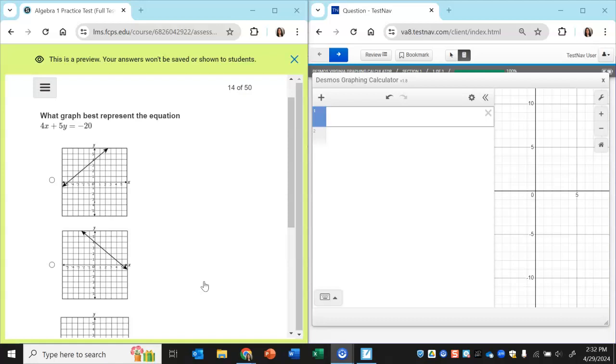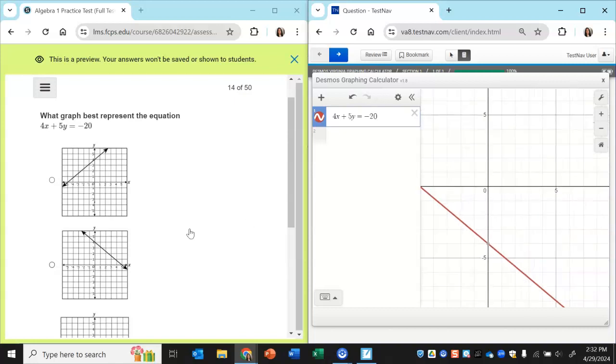All right, so here is the next question. It says here, what graph best represents the equation? So we have an equation here, and it's just asking us to match the graph, which Desmos is wonderful at helping us out with. Okay, so there you go.